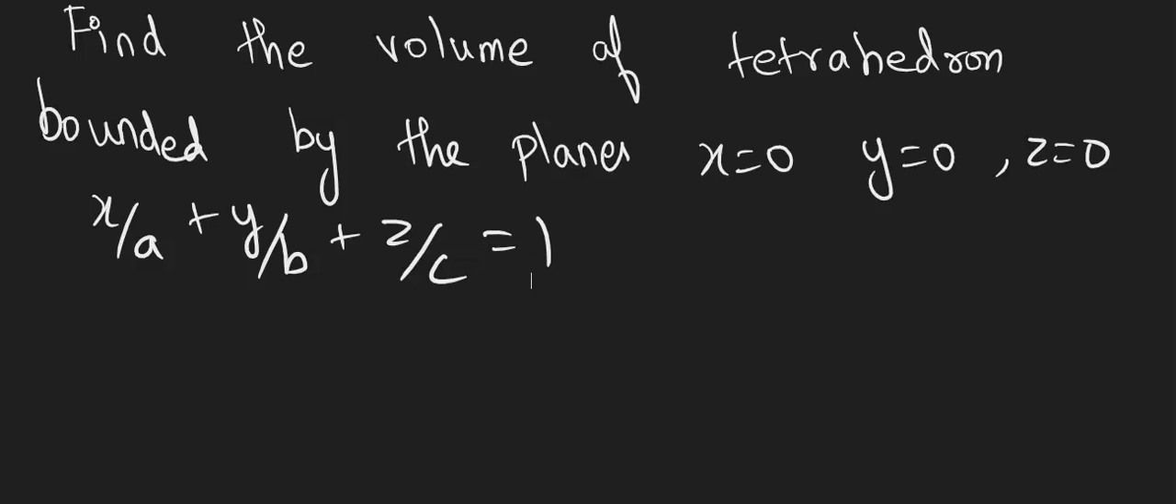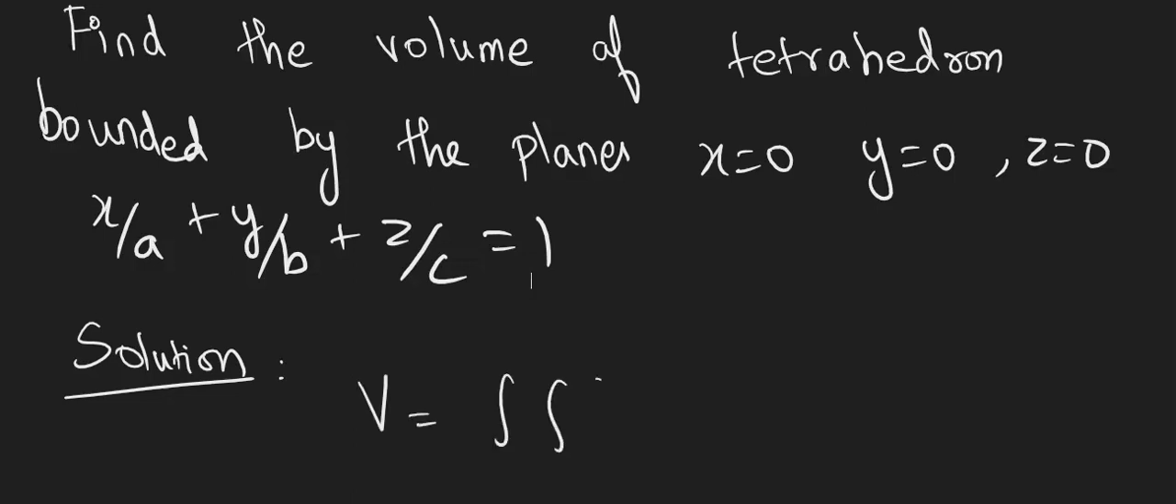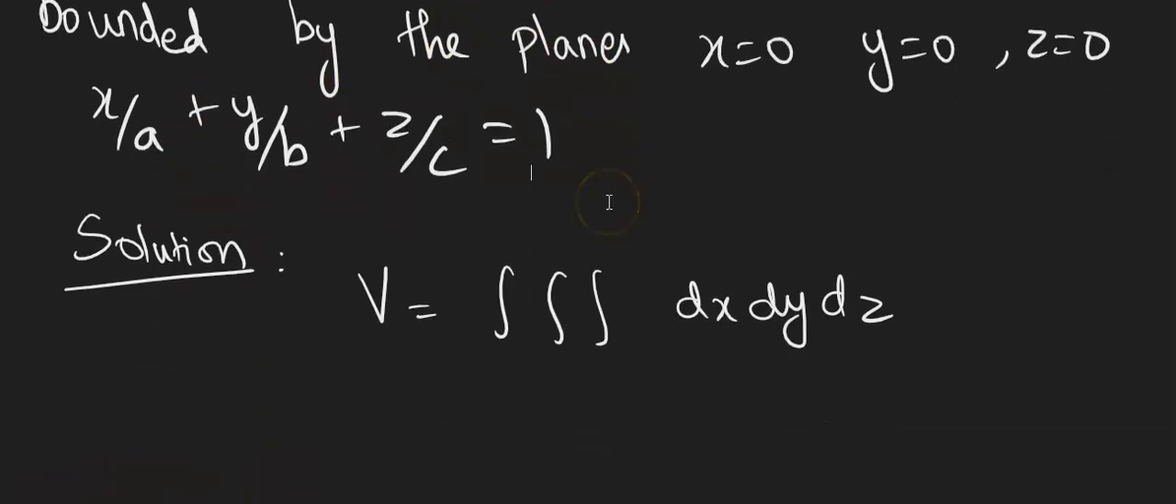Now we are going to find the volume by using triple integral. In the previous video I said for area we will use double integral and for volume we will use triple integral, and the formula is volume is equal to triple integral dx, dy and dz. Now we have to fix the limit for x, y and z.